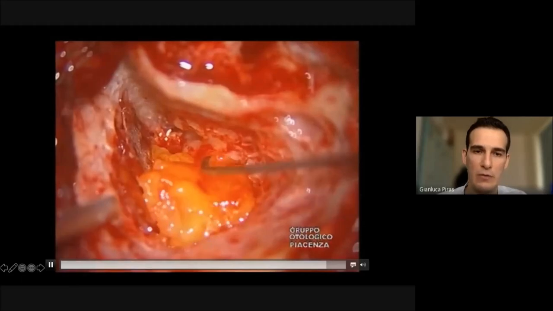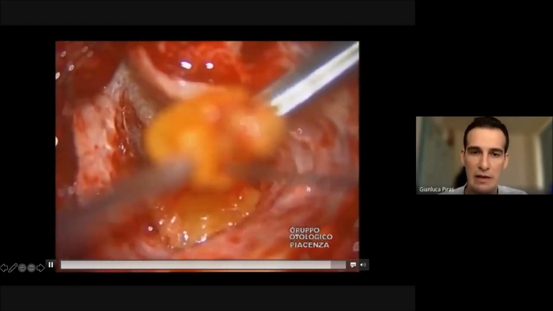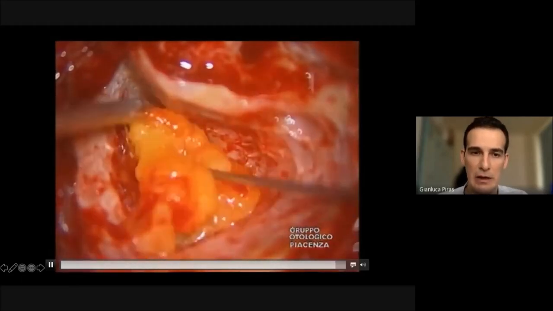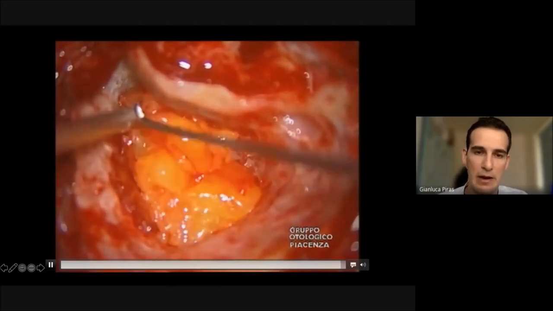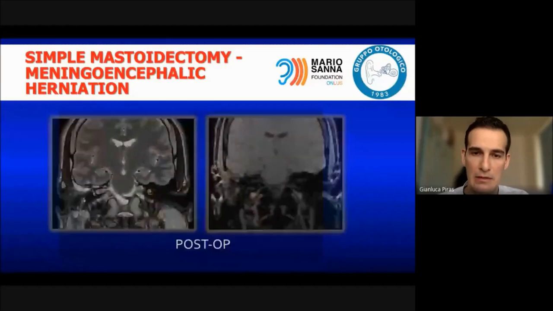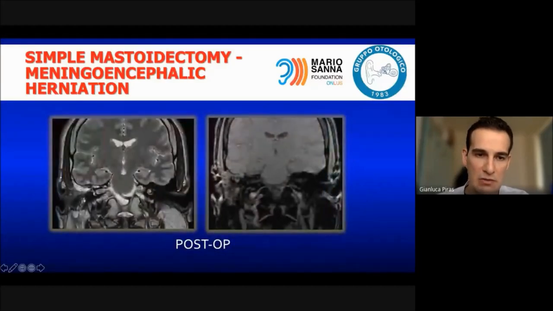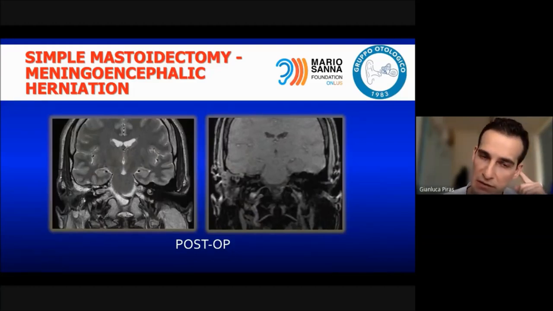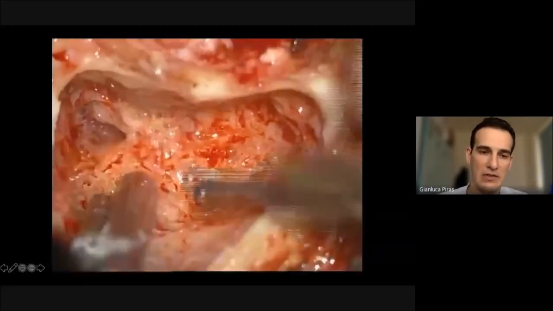In this way, you can remove the pathology, preserving the hearing, and reconstructing the tegmen tympani. Then here we obliterated the mastoid with fat. The patient is well, you see the tegmen is reconstructed, there is no meningoencephalic herniation anymore, and most important, the patient preserved his hearing function. So that's a perfect result.